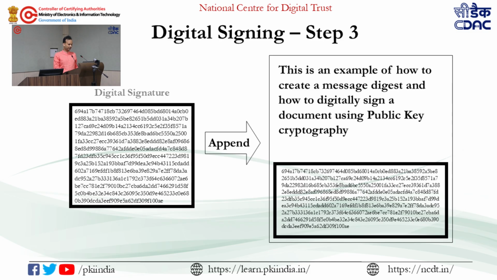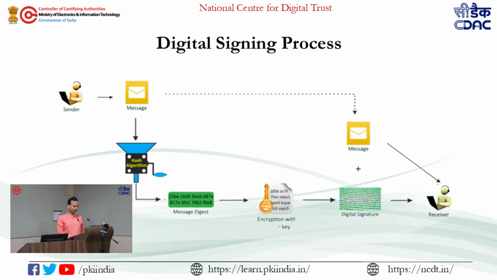So in brief, I have a sender, I have a message that passes through the hash, and it generates a message digest. That message digest is encrypted using the private key, which gives me the digital signature. I just have to append that digital signature to my original message and send it to the person who will receive it, the receiver.